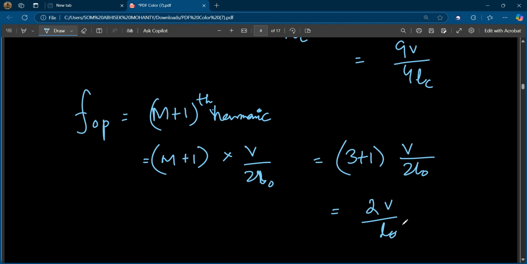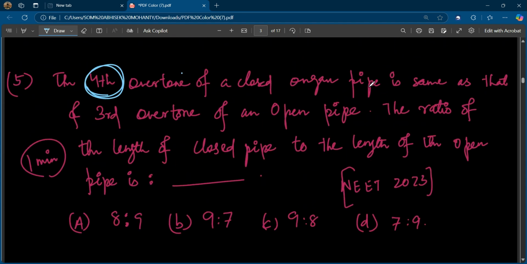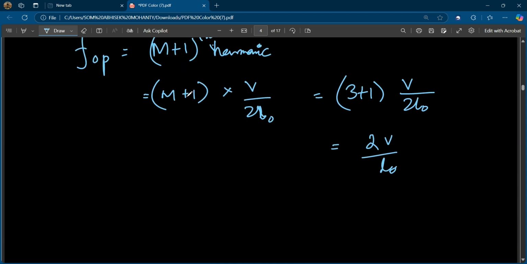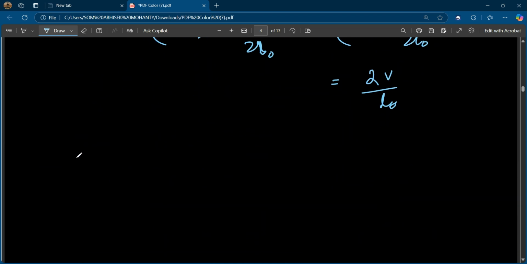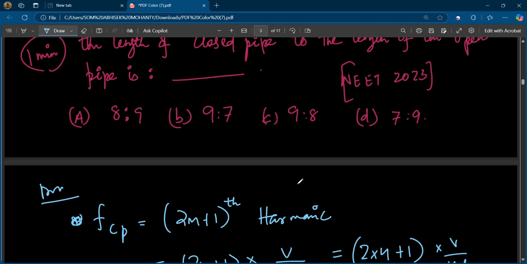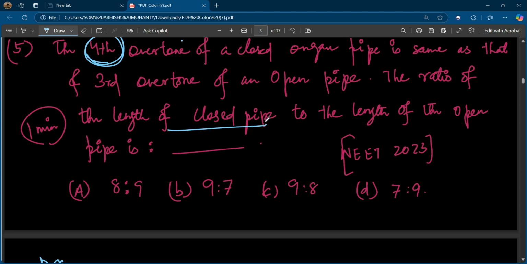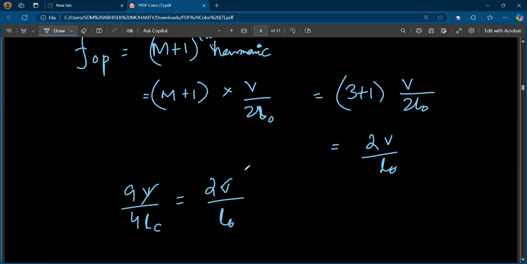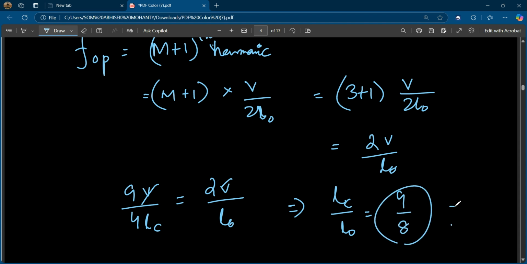But it's also in the question that both of them are the same. Fourth overtone of closed is equal to third overtone of open. So we can write 9v by 4L closed is equal to 2v by L open. So v cancels out. The question asks for the ratio of length of closed to open. So L closed by L open is 9 by 8, with the 2 going to the other side. So the answer will be 9 is to 8. Got it? Again, you need to remember these two formulas here.